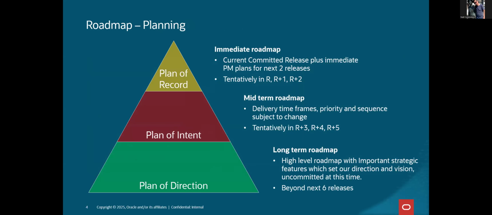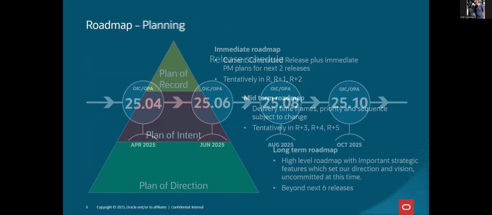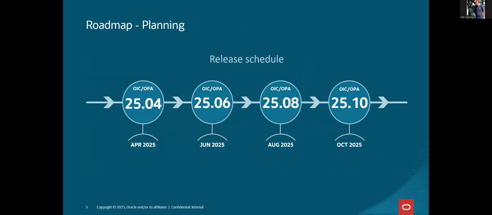So the way our roadmap works is, of course, we have the plan of record, what are we going to be releasing in this release and the next release? And then, of course, further down the road, it's the midterm roadmap, the plan of intent, and then strategic stuff is in the plan of direction. And of course, we have these bi-monthly releases. So we're at 2506. The dev wave or the dev shape upgrade started on the 17th of June. And I already see that some of mine have been upgraded. Expect the production upgrades to happen 2 weeks later.